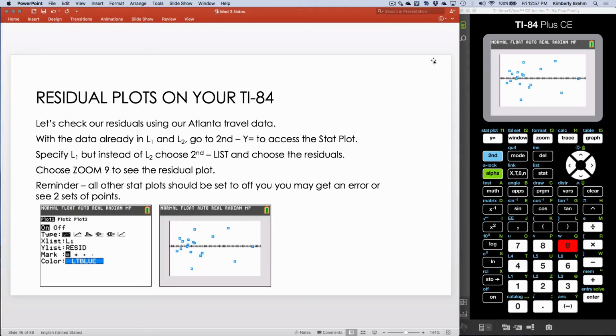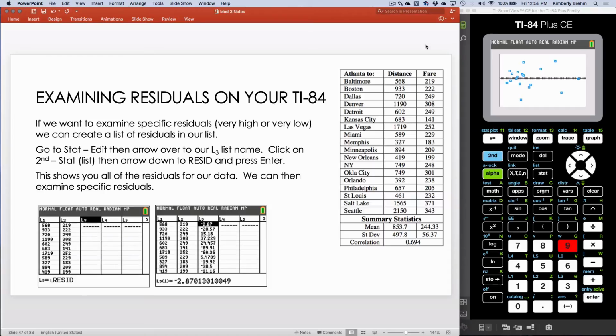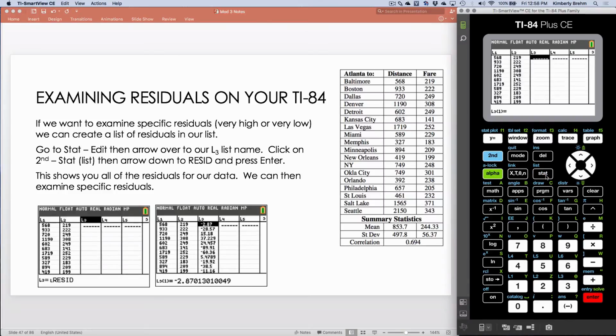The other thing I can do when it comes to residuals is to actually examine specific residuals. So here was my original data that I was looking at, and I want to know what each individual residual is. So to do that, I would go to Stat and then Edit, and I'm going to arrow up to L3, and then I'm going to do the same thing. I'm going to go to second and list, and I'm going to choose the residuals, and then I'm going to press Enter. And notice what has happened now is they have calculated all of the residuals for me.